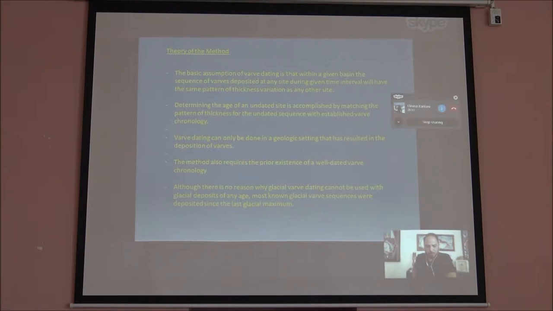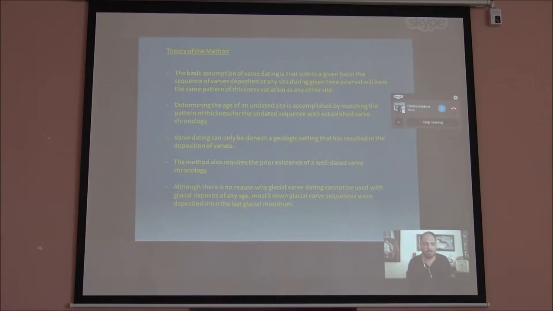So we have the silt and clay couplets. They have certain width, certain thickness, and we can identify a pattern in an outcrop in the lake, and we can correlate it with another pattern that is totally related, and have an age for a specific site.